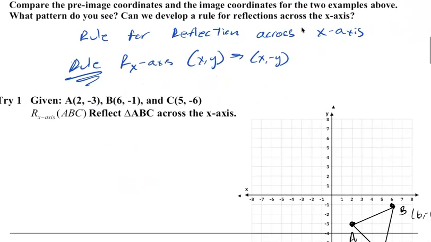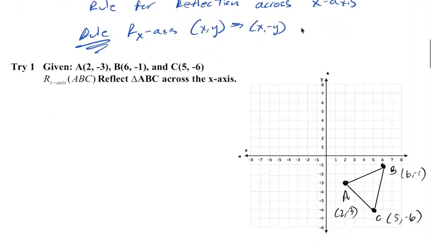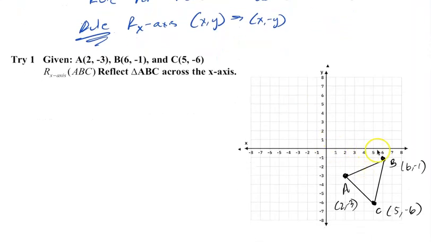So we can use that here if I also want to graph this guy. Right, so we could either go, okay, it's across the x-axis, so figure out how far down and do the same thing up. So at 2, we go down 3, so we're going to go up 3. At C, we're going to go down 6, we're going to move it up 6, right? That's how you reflect across the x-axis. Or you can use the rule.